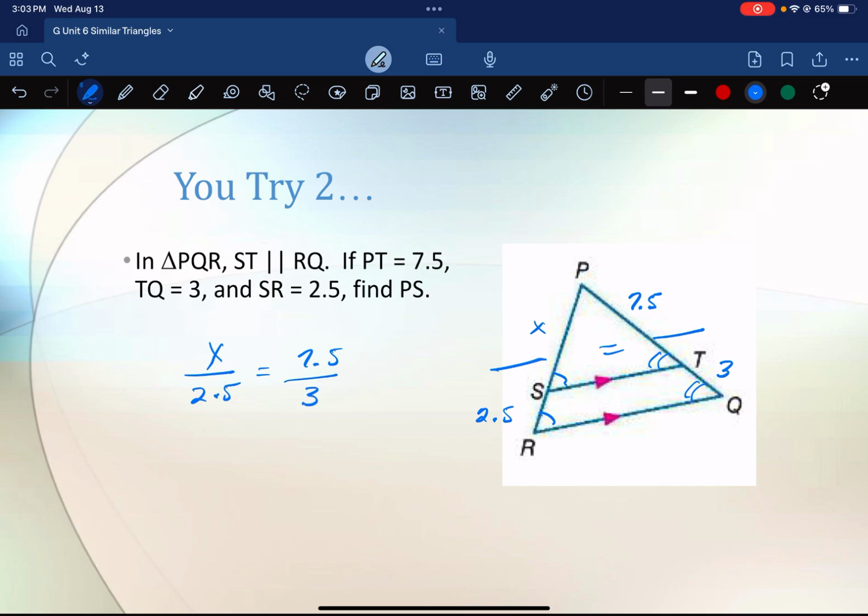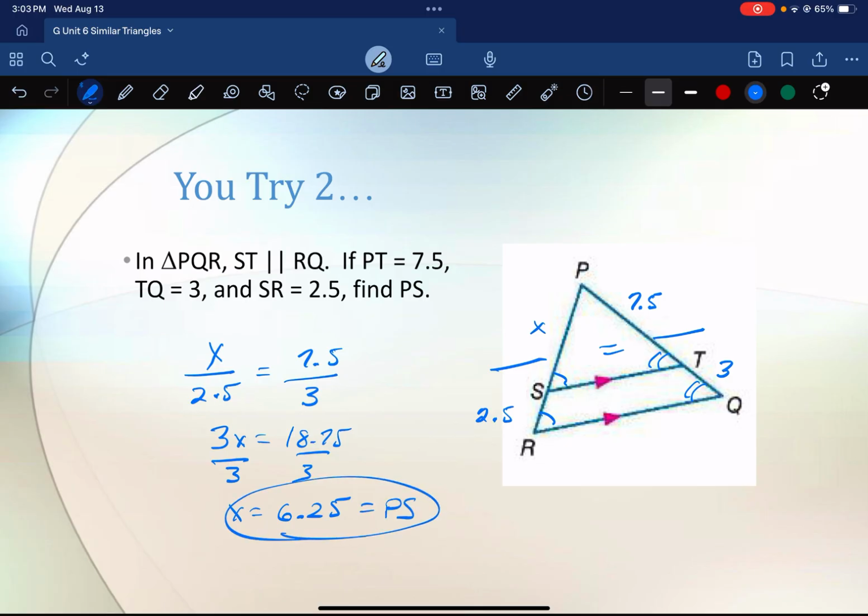So these parallel lines break off proportionate segments. The parallel lines split PR and PQ proportionally, so I don't need to use entire side lengths. I can just use pieces of sides, and I get the same answers. So that's 3x equals 2.5 times 7.5, which is 18.75. I'm going to divide by 3, and I believe that's 6.25 for x. And that's what they wanted, which is PS.